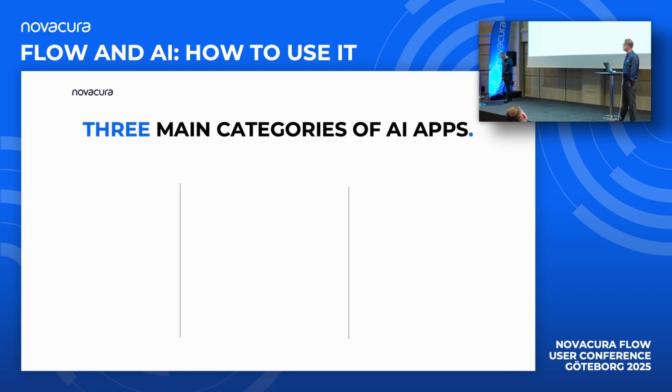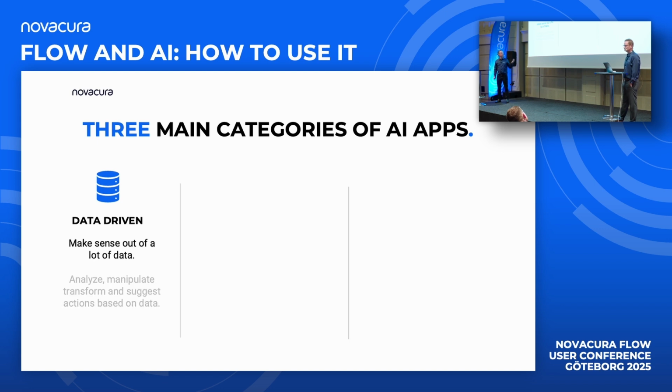And when we talk about AI apps, we can divide those into three categories. First is the data-driven ones. When you have a lot of data, you want to make sense of it: you need to analyze it, maybe transform it, make some changes, maybe filter the data. You need to understand your data. That's one type of app.